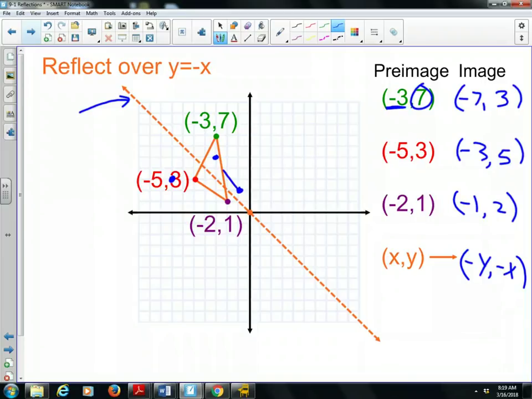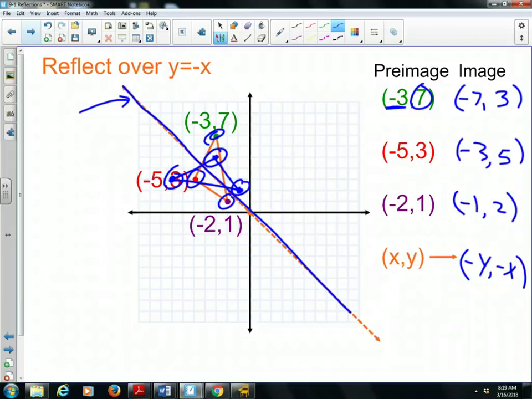Now this might look kind of fishy right now, but I want you to try to mentally fold this piece of paper, fold this graph visually over the line y equals negative x. Picture this as being the crease in the piece of paper, right? These 2 points would land right on top of each other when you folded it. These 2 would land right on top of each other, and these 2 would land right on top of each other.